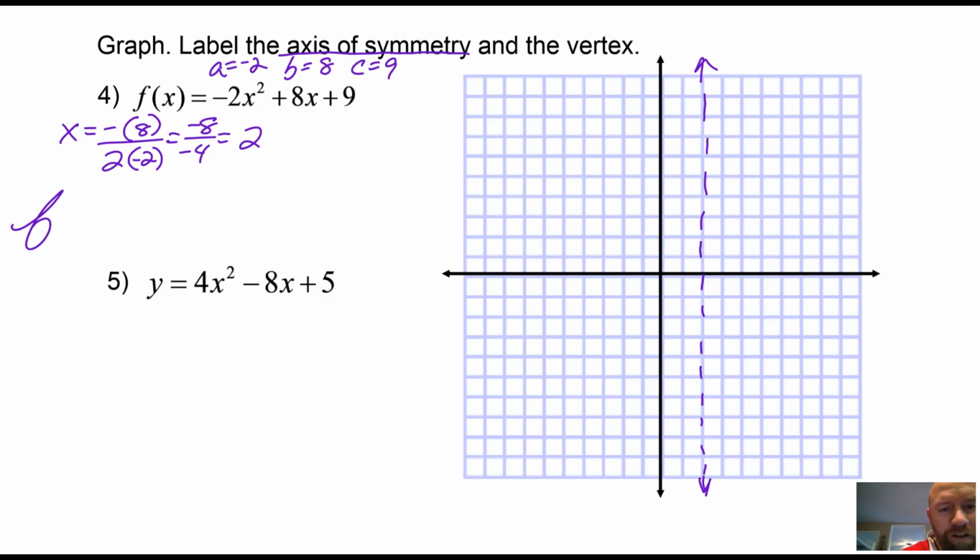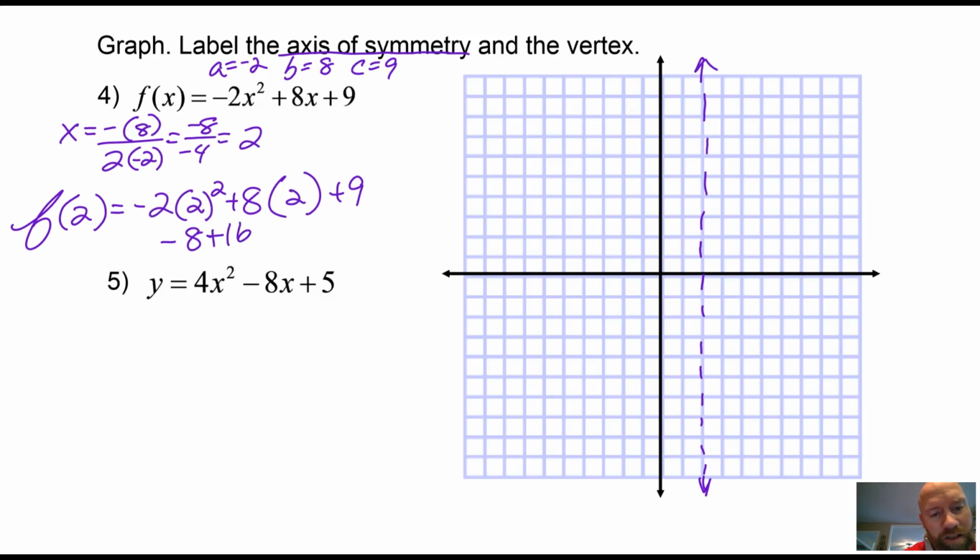Okay, so I've got the function as x is equal to 2, which means everywhere I see an x, I'm going to substitute my axis of symmetry value, or my x value. 8 times 2 plus 9. So 2 times 2 is 4. 4 times negative 2 is negative 8. 8 times 2 is 16, and that positive 9 is still there. This is going to end up being positive 8 plus 9, or 17.